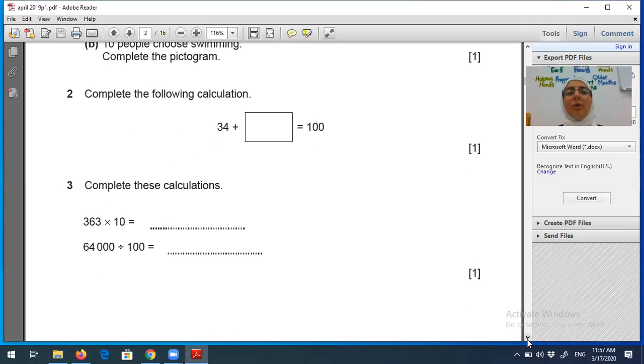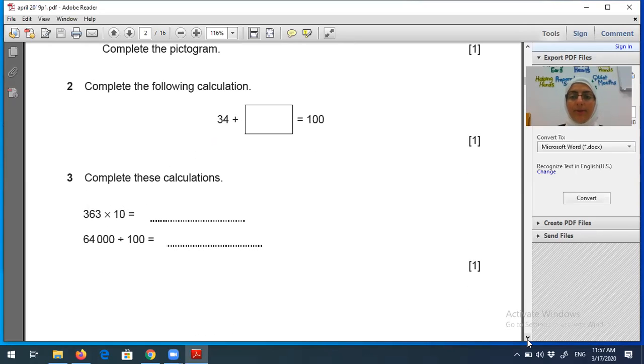Okay, here he's saying complete the following calculation. 34 plus what gives you 100. So simply to get the answer, what we used to do is 100 minus 34, you put them under each other, and the answer should be 66. The answer will be 66.